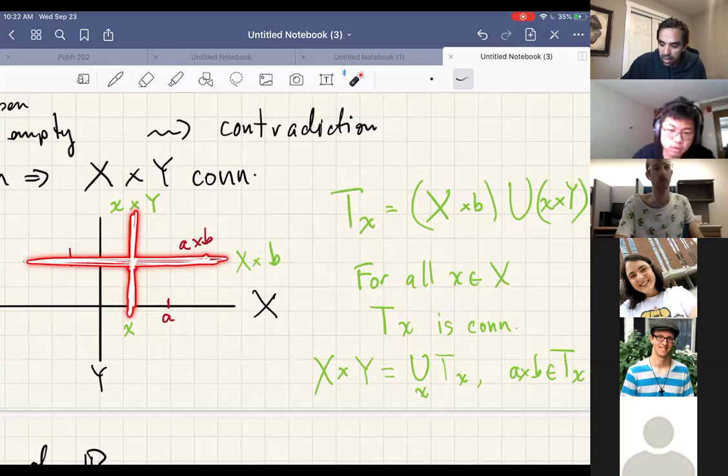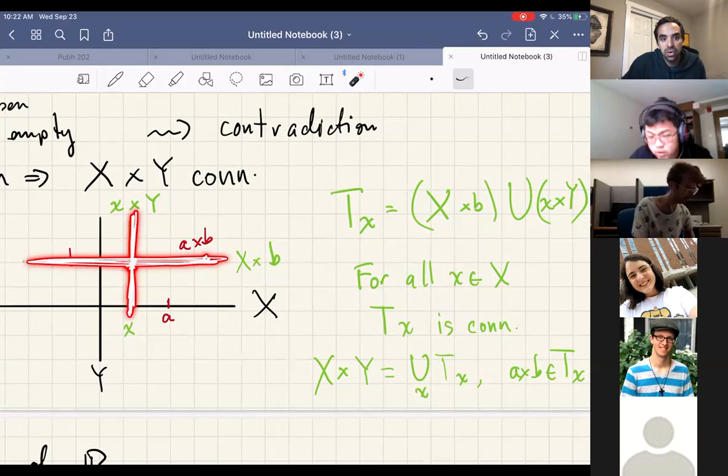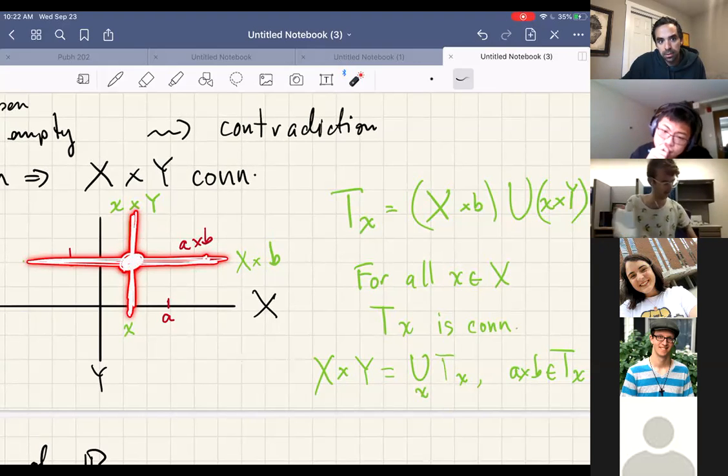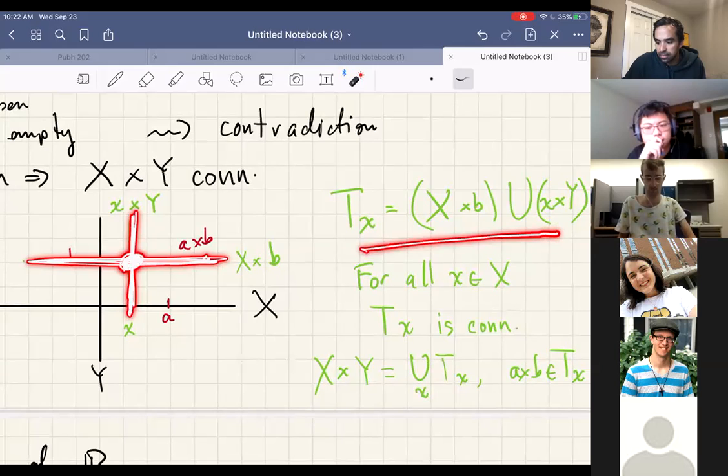Each of these, for all little x, is connected, because they are the union of two subspaces, namely the horizontal line and the vertical line in this picture, that have a point in common. So by claim 1 in this theorem, each of these is connected.